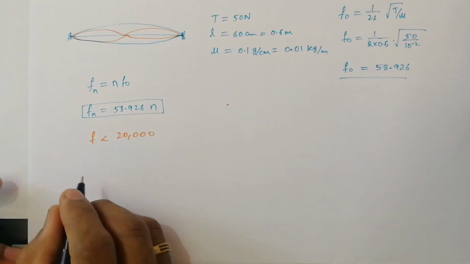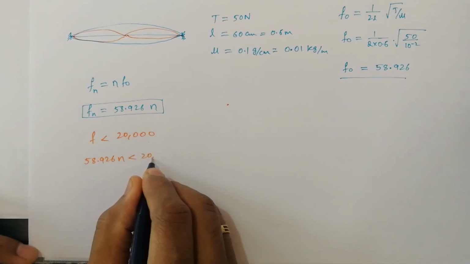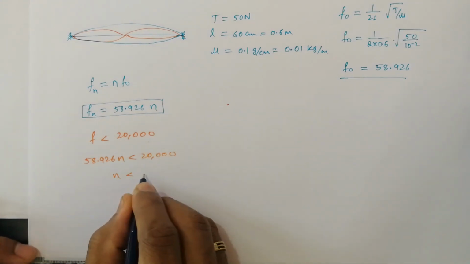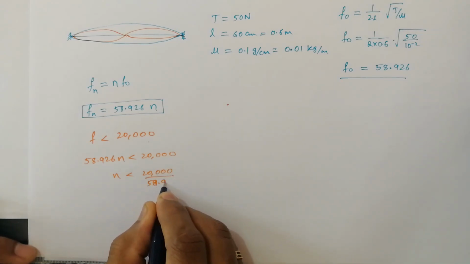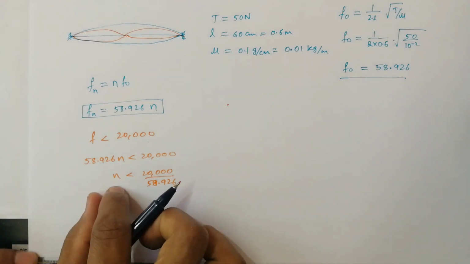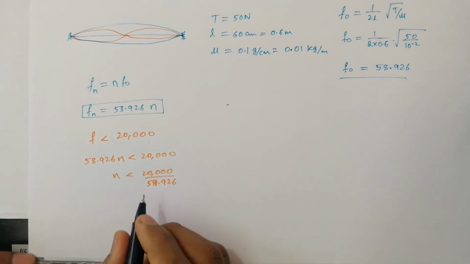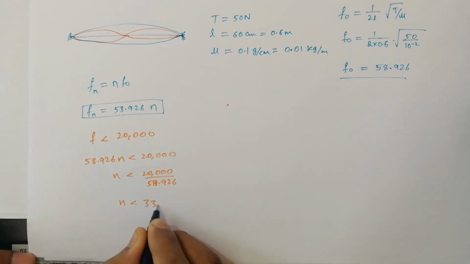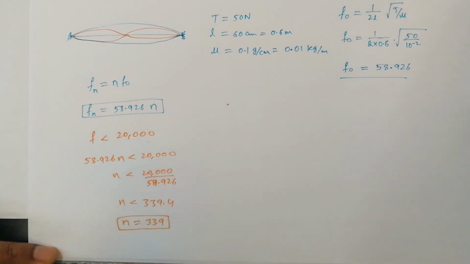If I substitute, you'll get 58.926 into n less than 20,000. So n will be less than 20,000 by 58.926. Now we have to find the maximum value of n such that it will be less than this. If you solve, you will get around 339.4 something. So here the maximum value of n is 339. So this is the maximum harmonic we can hear.